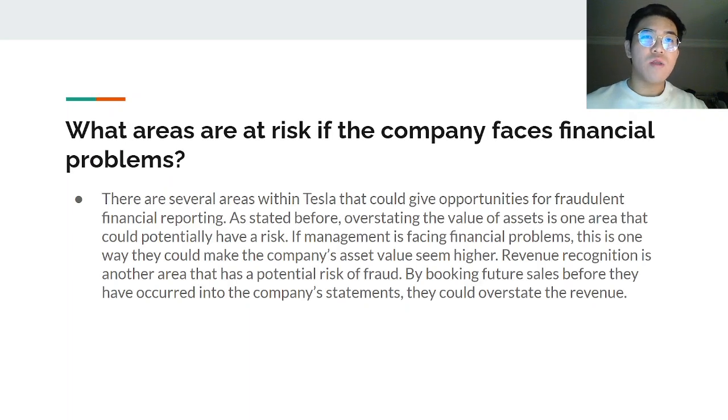So now let's look at what areas are at risk if the company runs into financial problems. There are several areas within Tesla that could give opportunities for fraudulent financial reporting. As stated before, overstating the value of assets is one area that could potentially have a risk. If management is facing financial problems, this is one way they could make the company's assets value seem higher.